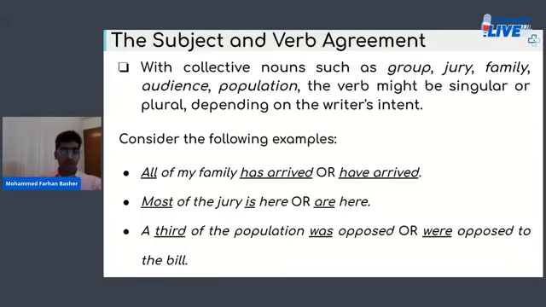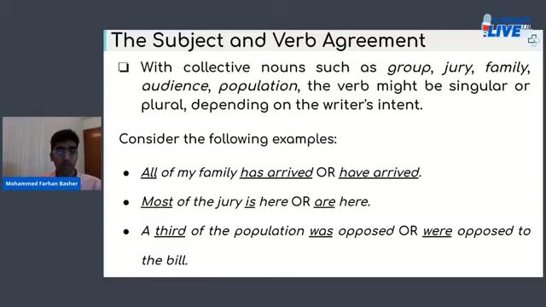A third of the population was opposed to the bill, or a third of the population were opposed to the bill. Same thing, although here the action is similar, or each member of the group is carrying out or working toward the same action. Yet again, if they're doing it together, then we consider them as a single unit. But if they're pursuing that particular action separately, then we may consider them as a plural subject. We consider that group noun as plural.